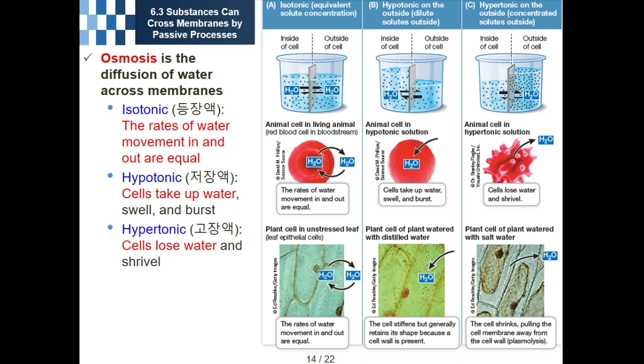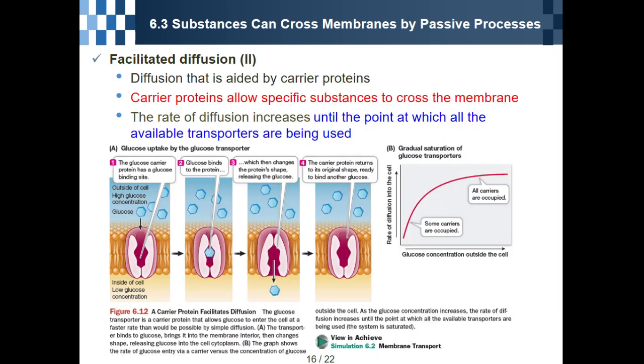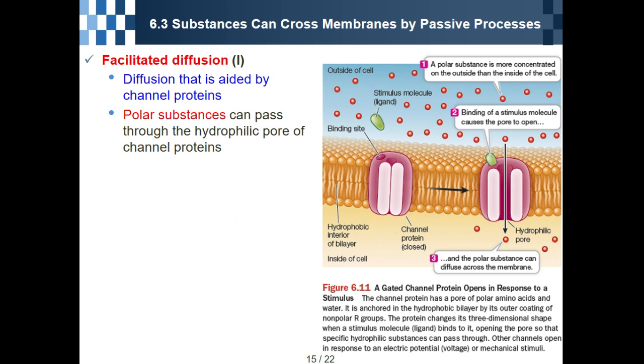Osmosis is diffusion of water. Water diffuses across the membrane to make the equilibrium. So next we will learn facilitated diffusion. This is diffusion, but diffusion that is aided by channel protein. Okay, we also have another facilitated diffusion too. Okay, let me show the first one.